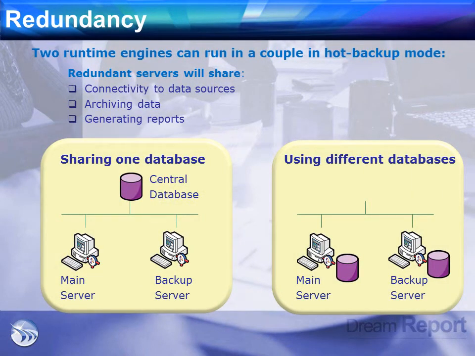Dream Report supports redundancy. This means that you can set up two Dream Report runtime servers and define one server that is a backup of the main one. Then the backup server will not archive data, it will not generate reports, but just check if the main server is up and running. As soon as the main server goes down, for any reason, the backup server will immediately take over.